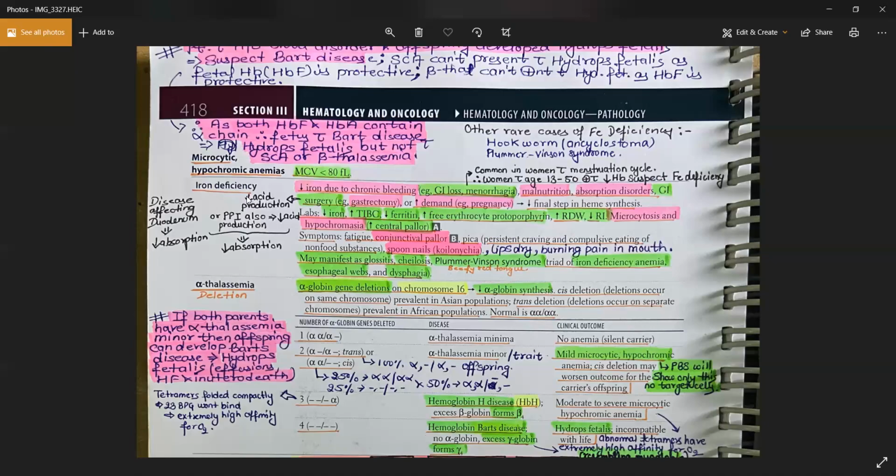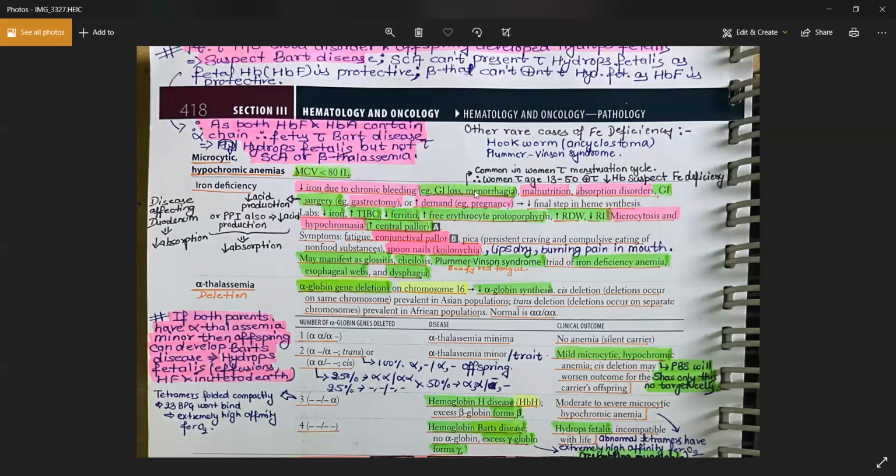The first one is iron deficiency. How can you have an iron deficiency? It is by decreased absorption of iron, or by increased loss of iron. In case of loss of iron, you will have very chronic bleeding, like in any GI bleeding, and we have discussed the causes of GI bleeding. In old age, it could be colon cancer. Any kind of bloody diarrhea can also cause that.